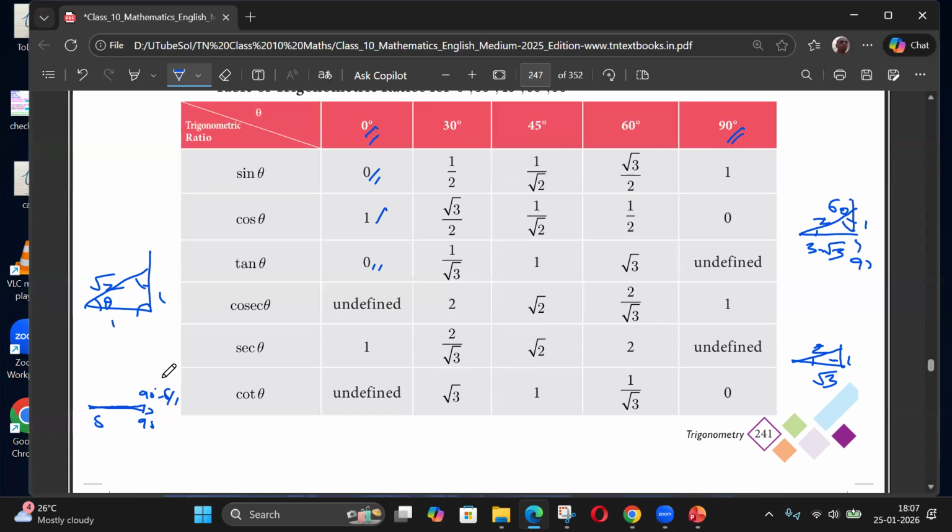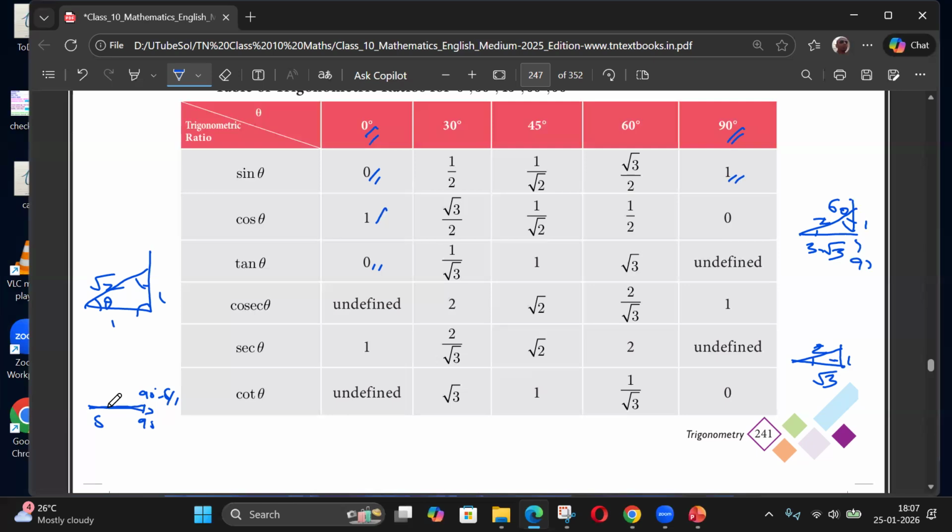Similarly for 90, I take 90 minus delta. So sine 90 minus delta is opposite by hypotenuse. Opposite is this horizontal thing, and this hypotenuse, almost same. So it is 1. Same in the limit. Cos is adjacent, which is very small, divided by hypotenuse, equals 0.